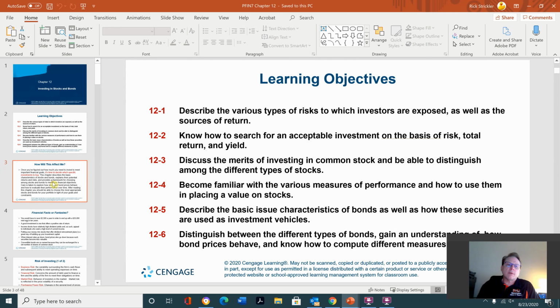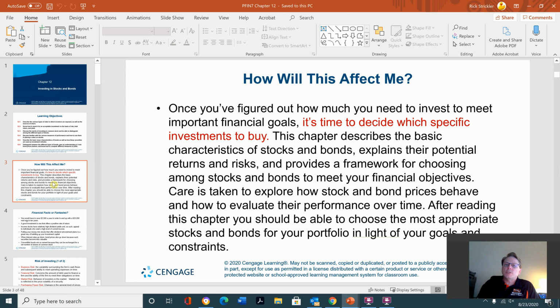Okay, how will this affect me? Once you've figured out how much you need to invest to meet important financial goals, it's time to decide which specific investments to buy. This chapter describes the basic characteristics of stocks and bonds, explains the potential return and risks, and provides a framework for choosing among stocks and bonds to meet your financial objectives. Care is taken to explore how stock and bond prices behave and how to evaluate the performance over time. After reading this chapter, you should be able to choose the most appropriate stocks and bonds for your portfolio in light of your goals and constraints.